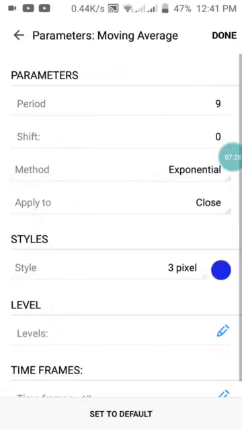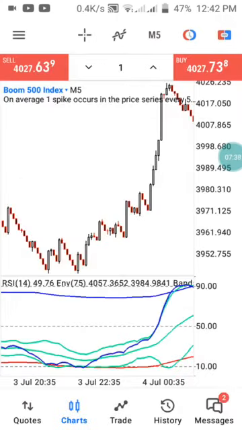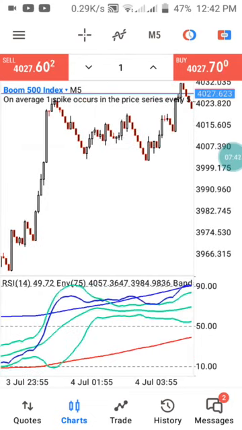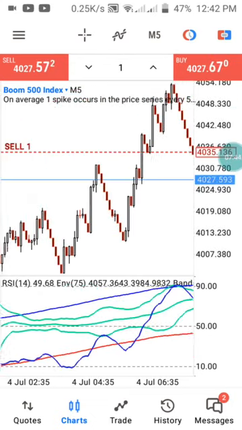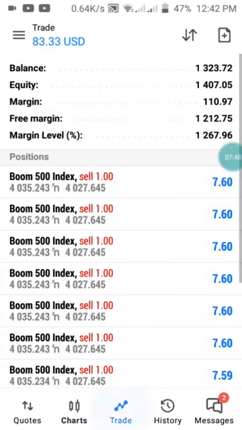Then we have our moving average, which has a period of 9. We have shift of 0. We have exponential as the method. We apply to close, and we have blue as our color. You see exactly what I told you guys. So once you are done with this, then you can set it up on your platform, and you can keep on downloading your profit. You see exactly what we are doing.